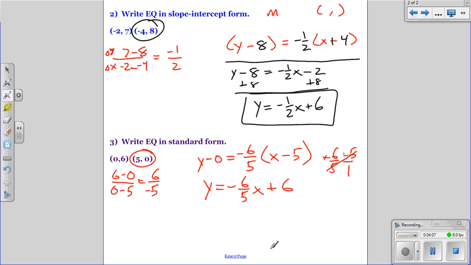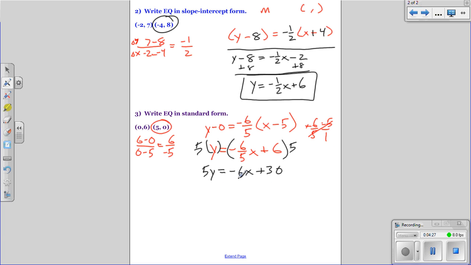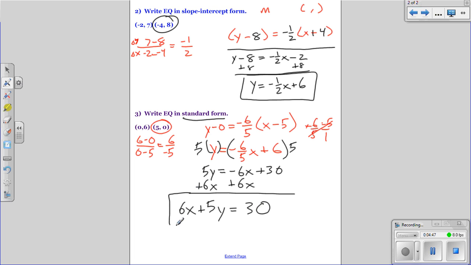Now what I want to do right away is get rid of this 5, so I'm going to multiply everything by 5 because I want to clear the fractions. So we have 5y is equal to -6x plus 30. And the last step is I want to get the x on the same side over here. So we have 6x plus 5y equals 30. Okay, simple as that. And that's there in standard form, ax plus by equals c. So that's what we're looking to do here.